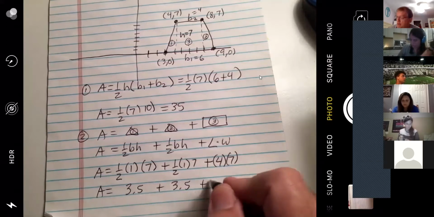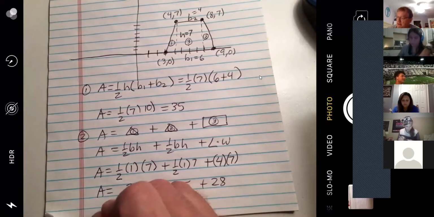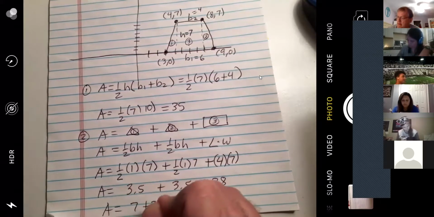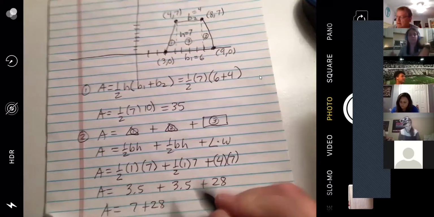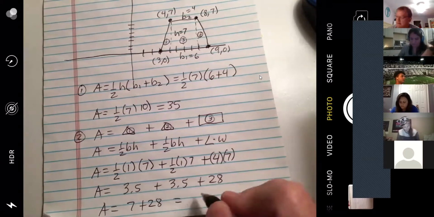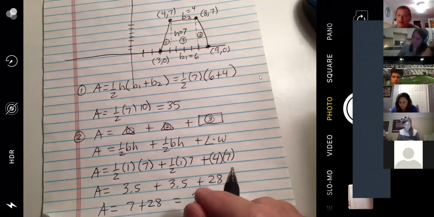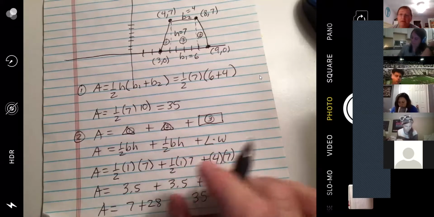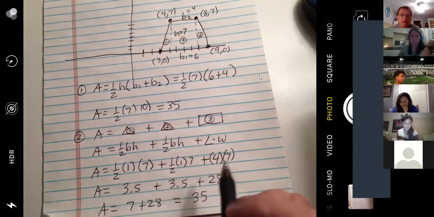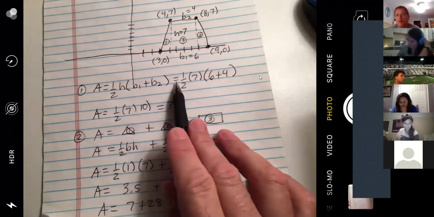And then 4 times 7 is 28. 3.5 plus 3.5 is 7. Gosh golly gee. What's wrong? There it is. 7 plus 28, 35. So yeah, it's longer, but it does have maybe more familiar pieces. Or you can do it shorter if you can remember this formula.